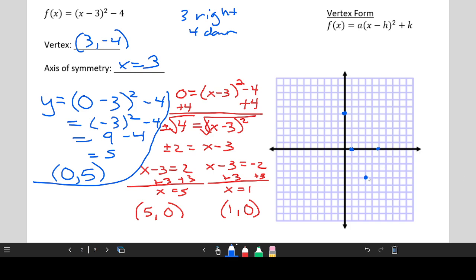And then we can just draw in the parabola. Mine's not going to look super great drawing on this.